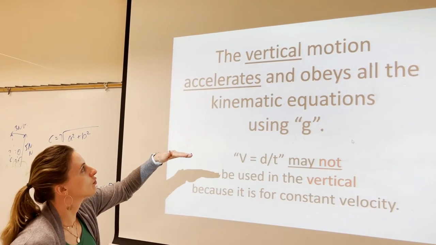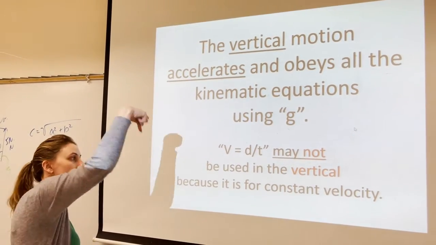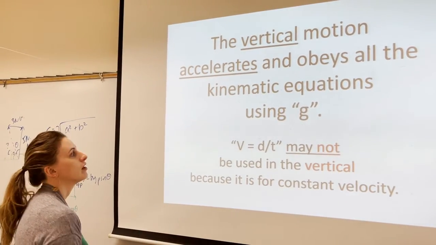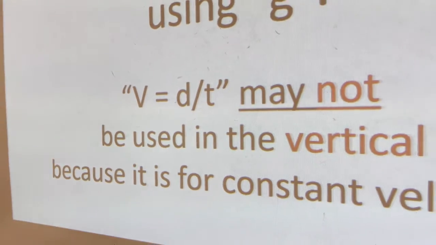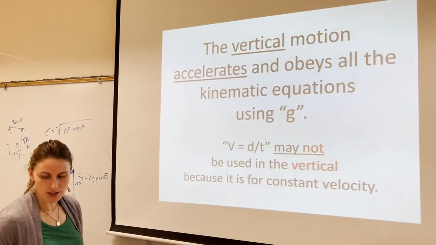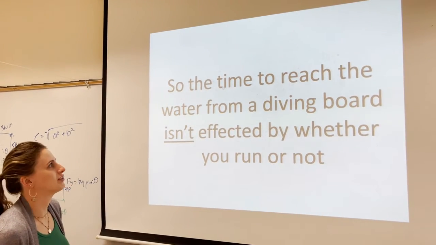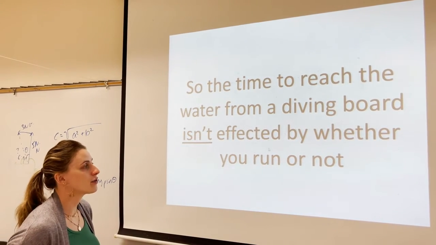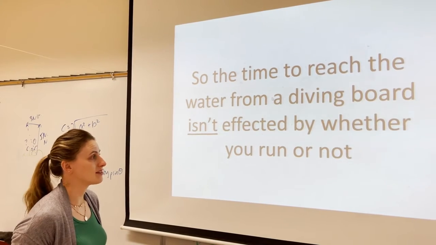Okay? Now, the vertical motion accelerates and obeys all of the kinematic equations. So anything in the vertical component, that's where we're using those kinematics using g. Yeah. Do not use velocity equals distance over time in the vertical because it is for constant velocity. You will burn in hell. And we don't have constant velocity in the vertical direction. Yeah. So the time to reach the water from a diving board is not affected by whether or not you run. No, it's just how high up in the air you are. Gravity's pulling down the same no matter what.